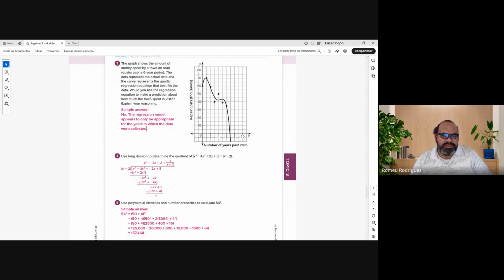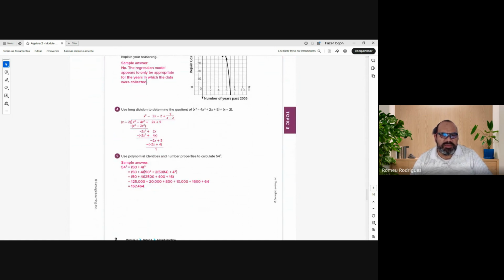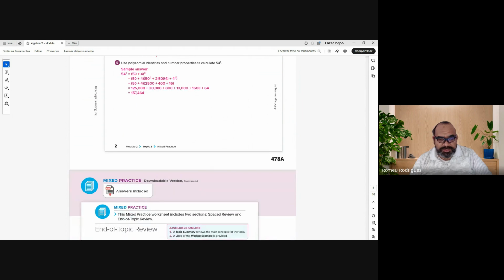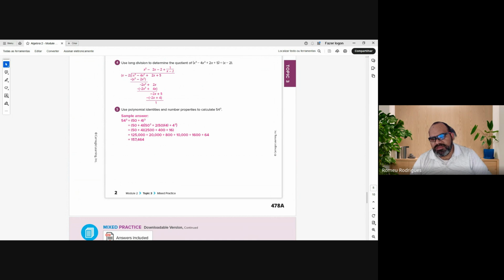Number 4, use long division. Here's an example of how to use long division. We did it before, I think you remember, but it's over here how we do long division to find the answer for this one. Use the polynomial identities. Again, if you don't remember polynomial identities, go to the packages over there. I don't remember which page, but it's there. Pause the video. Let's go to the next one.